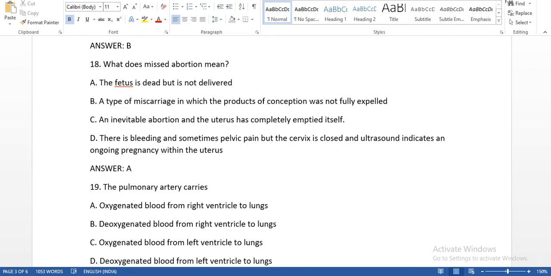Basically in missed abortion, the fetus is dead but it will not be expelled outside, it stays inside the uterus only.